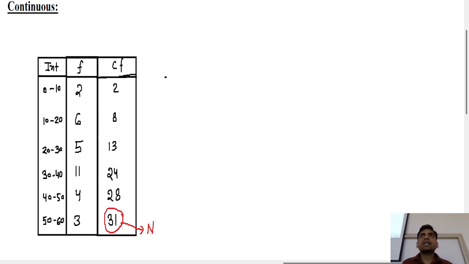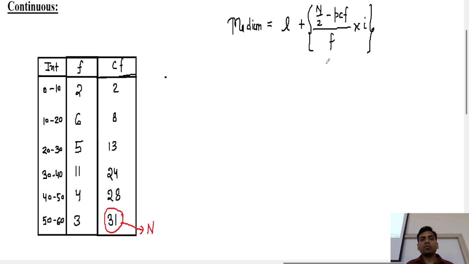Midpoint is not required in this case. Midpoint is required only for mean and standard deviation, not for this locational mean. So, formula for median. Listen carefully. Median equals L plus (N upon 2 minus PCF) upon F, into I. This is the formula for median in continuous data.